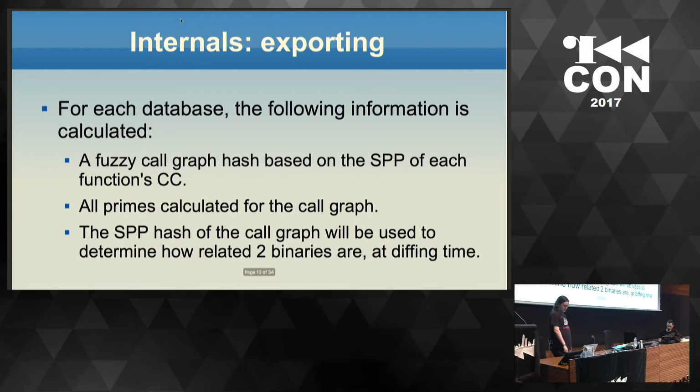So, as I said, for each database the following information is calculated, and also a fuzzy call graph hash based on the small primes product of each function's cyclomatic complexity. Yeah, I know it is not very easy to understand. So for each function, I calculate the cyclomatic complexity, how complex it looks. It simply returns a value like 5, 0, 2, 10, 20, whatever. And then what I call the small primes product is, depending on the function's cyclomatic complexity that I assign, let's say that it is 5, I take the 5th prime number, and then the prime numbers of all the functions are multiplied together, and that very big number is the hash for the call graph, what I call the small primes product hash.